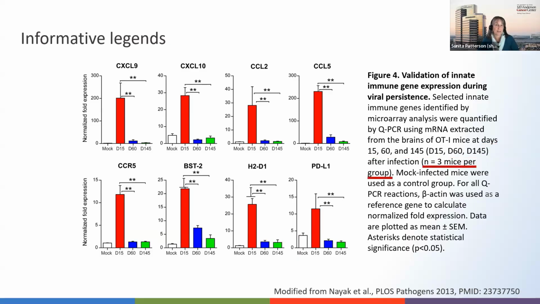The number of mice per group is included. The control group is described. We see the reference gene that was used for calculation of the relative expression that's measured on the y-axis. We see the data were plotted as the mean plus or minus the standard error of the mean. And symbols are defined. The asterisks signify a p-value less than 0.05. So this legend is a nice explanation of the experiment and provides all the details needed to understand the figure without reading the main text.